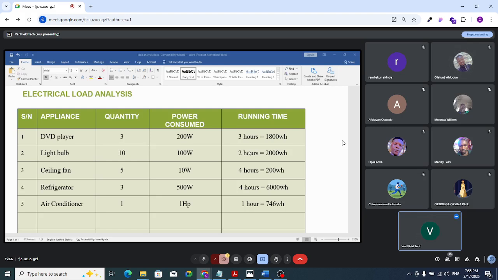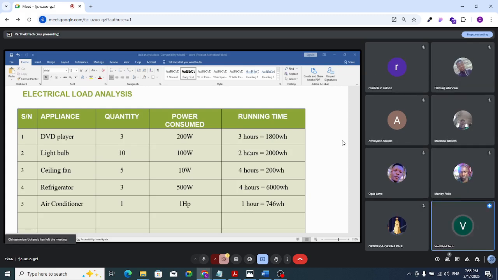So for the DVD player, energy consumed is what? 3 multiplied by 300 by 3 gives you 2700 watt hour. For a light bulb, 10 multiplied by 100 by 2 gives you 2000 watt hour. For the ceiling fan, 5 multiplied by 10 by 4 gives you 200 watt hour. For the refrigerator, 3 multiplied by 500 by 4 gives you 6000 watt hour. For the air conditioner, 1 multiplied by 746 by 1 gives you 746 watt hour.